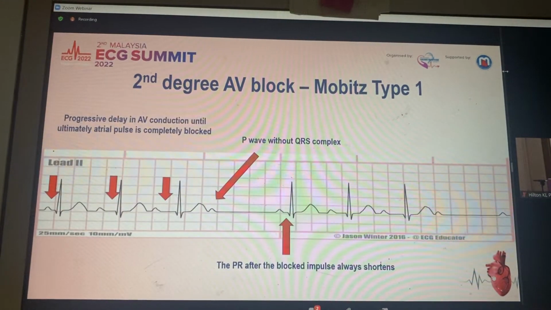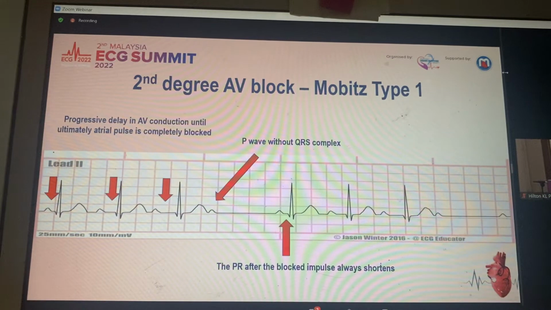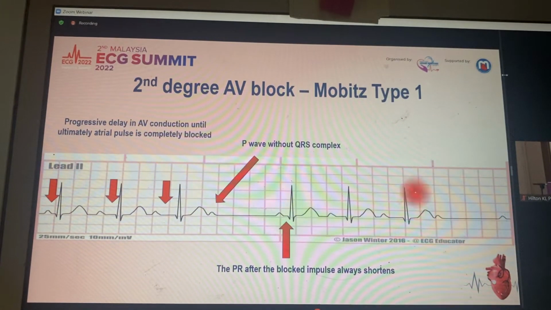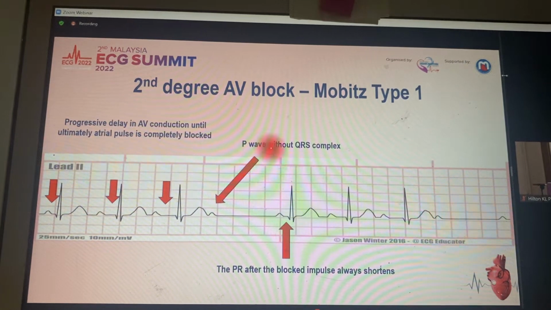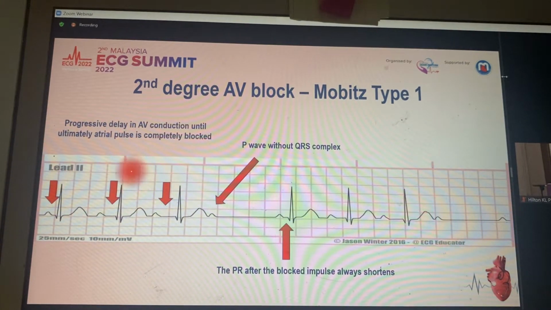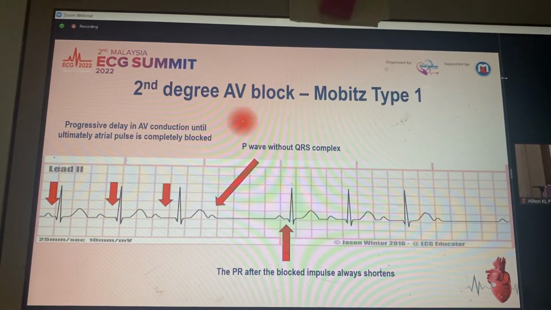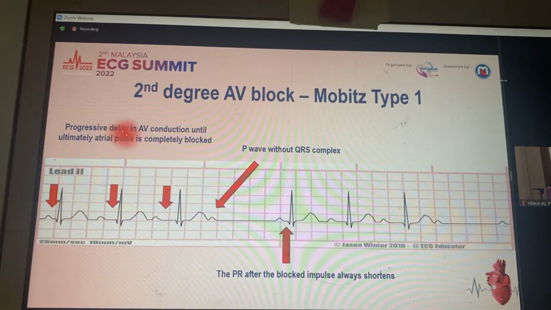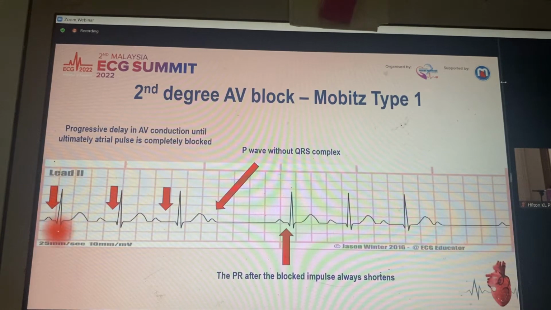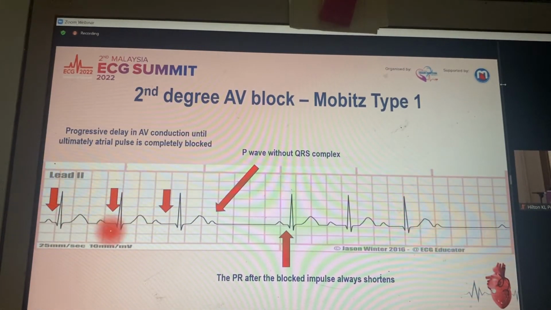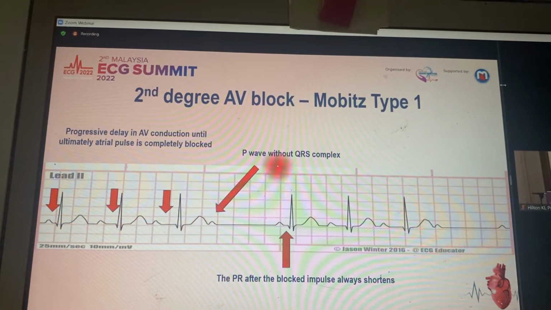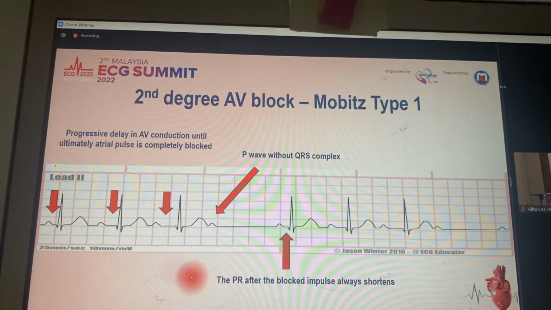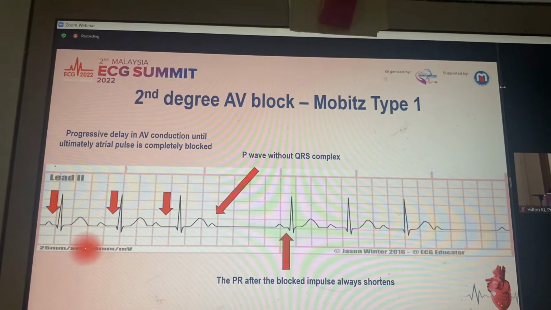Okay, then we move to the second degree AV block. We divide it into two groups, type 1 and type 2. Type 1 is Wenckebach, or what we call group beating. The main feature of second degree Mobitz type 1 is progressive delay: a prolongation of the PR interval until there is a P wave without a QRS complex. This is what we call the dropped beat, and this is the group beating or Wenckebach.